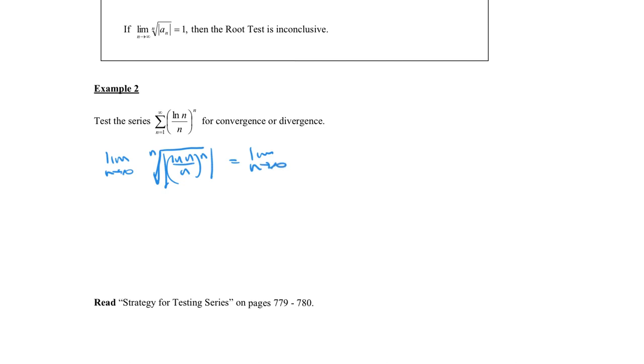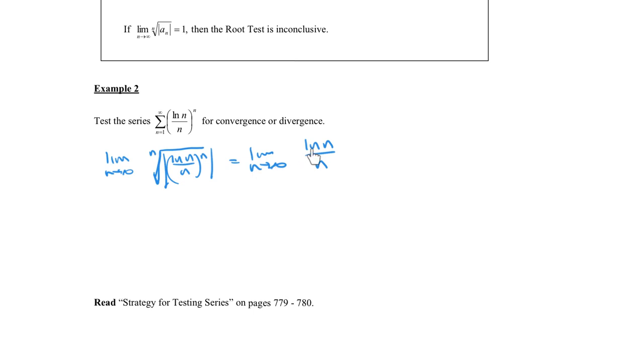Okay, so the nth root of the nth power, these will cancel, right? Like when you take the square root of a square, they cancel out. They're inverses of each other. So we end up with just the natural log of n over n. We don't need absolute values here because n is going to infinity, so there are no negatives here. So you have just natural log of n over n.